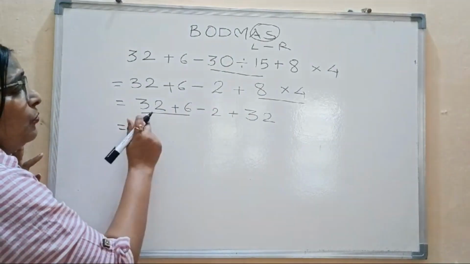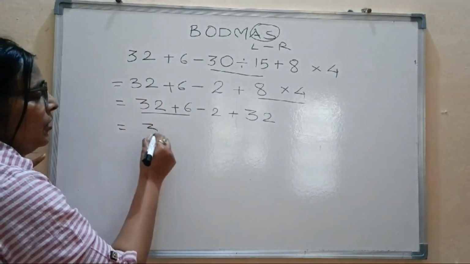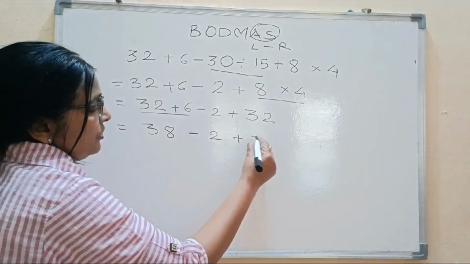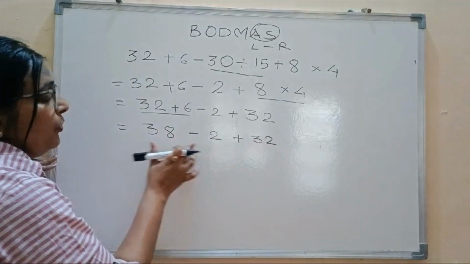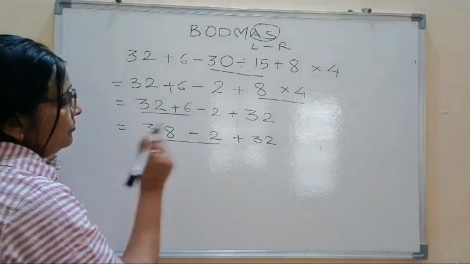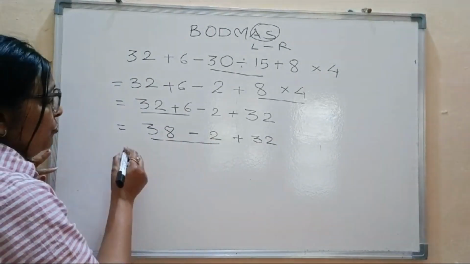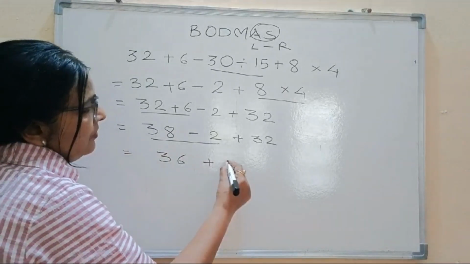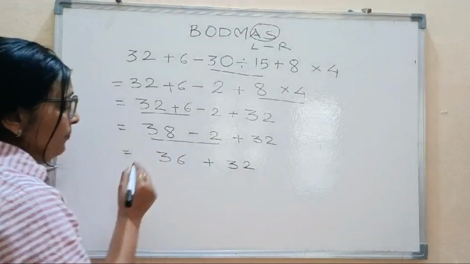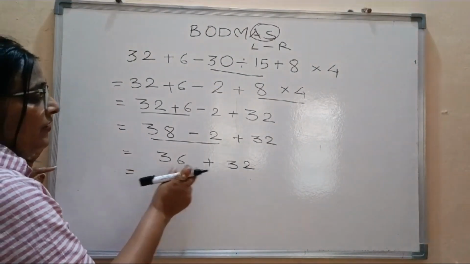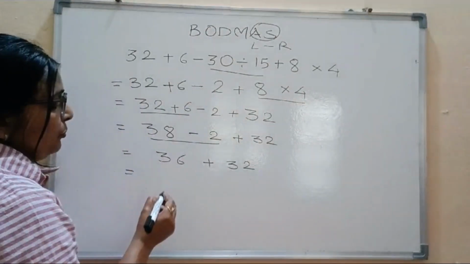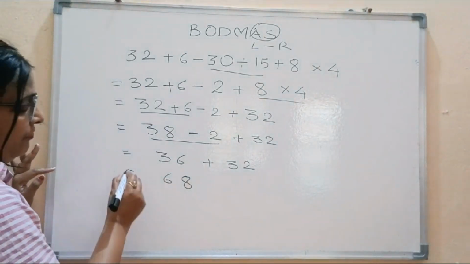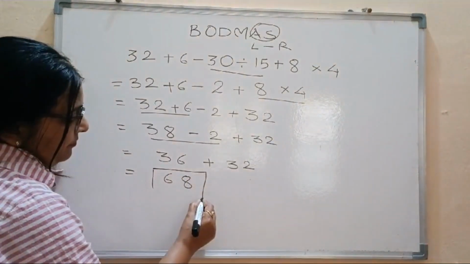So 32 plus 6 is 38 here. Remaining as it is, minus 2 plus 32. Next I am going to solve this. 38 minus 2, it will be 36. Plus 32 again. Now 36 plus 32, it will be 68, which is your answer.